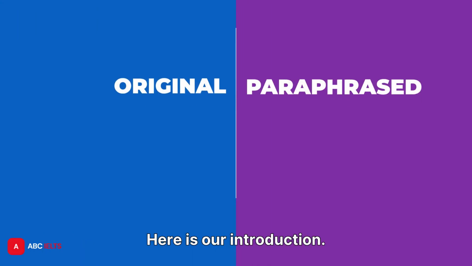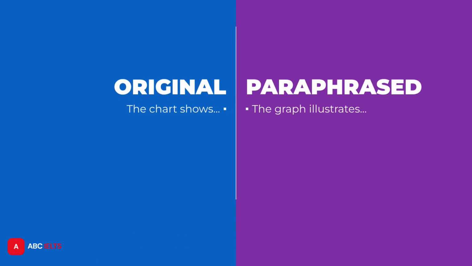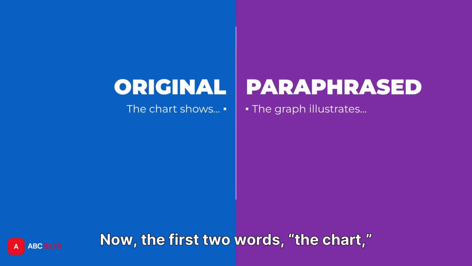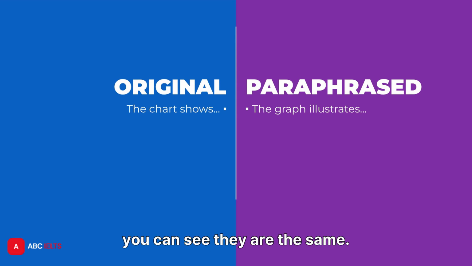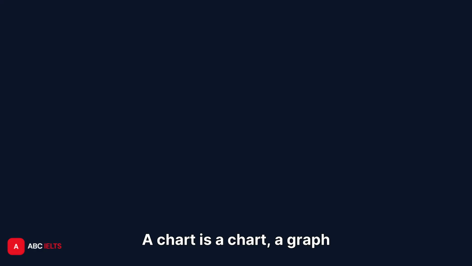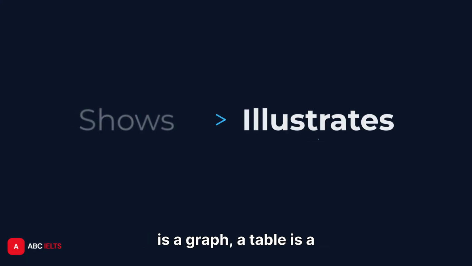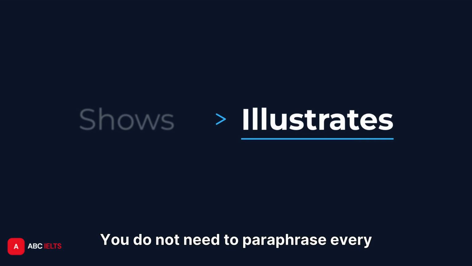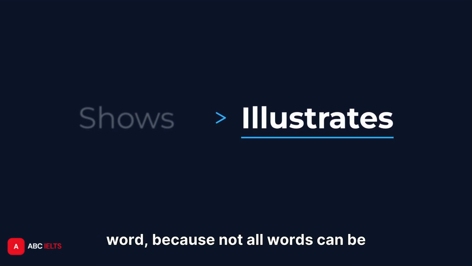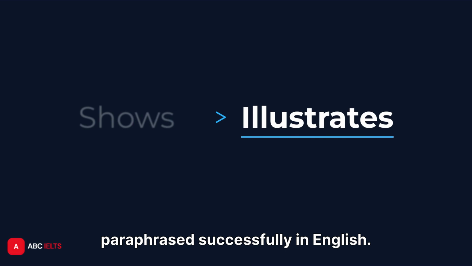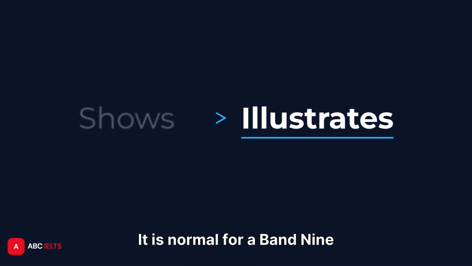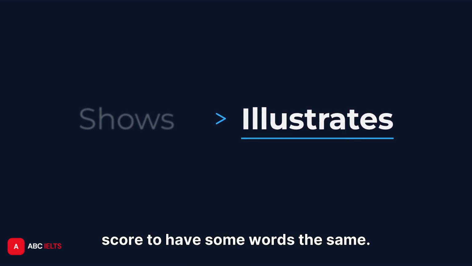Here is our introduction. Let me show you how I wrote it. Now, the first 2 words, the chart, you can see they are the same. I have not changed those words, and I don't recommend that you should. A chart is a chart, a graph is a graph, a table is a table. You do not need to paraphrase every word because not all words can be paraphrased successfully in English. It is normal for a Band 9 score to have some words the same.